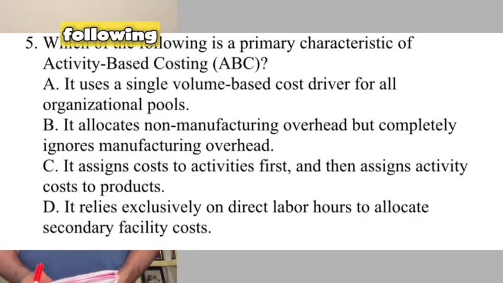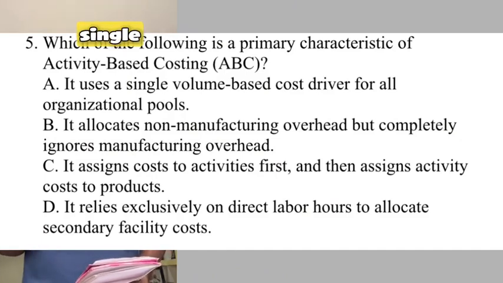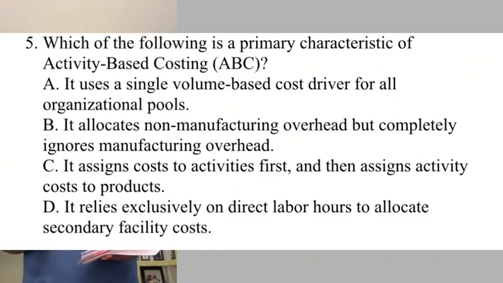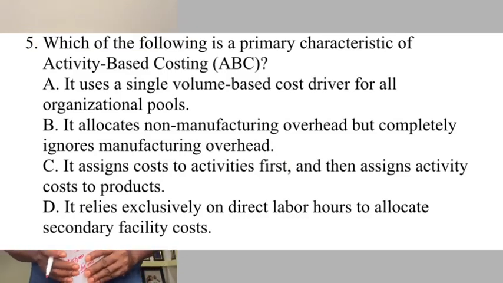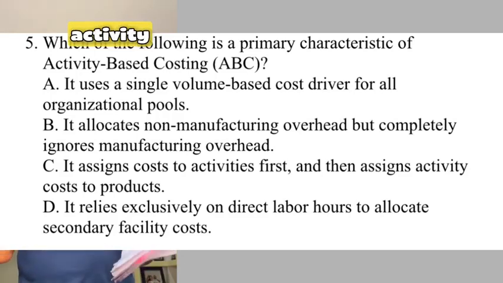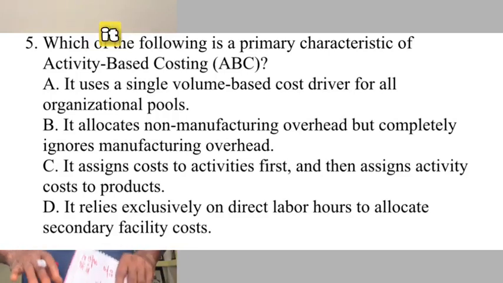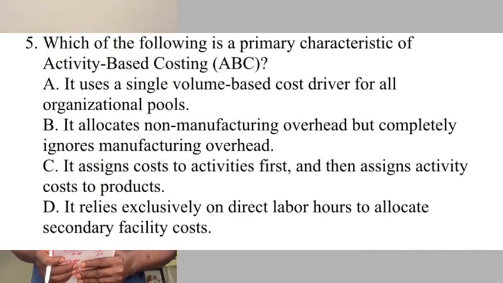Number 5, which of the following is a primary characteristic of activity-based costing, ABC? A, it uses a single volume-based cost driver for all organizational pools. B, it allocates non-manufacturing overhead but completely ignores manufacturing overhead. C, it assigns costs to activities first and then assigns activity costs to product. D, it relies exclusively on direct labor hours to allocate secondary facility costs. Which is the correct answer?